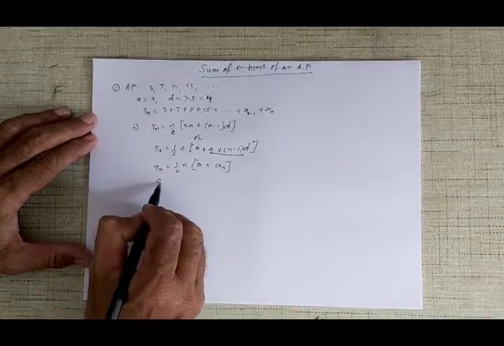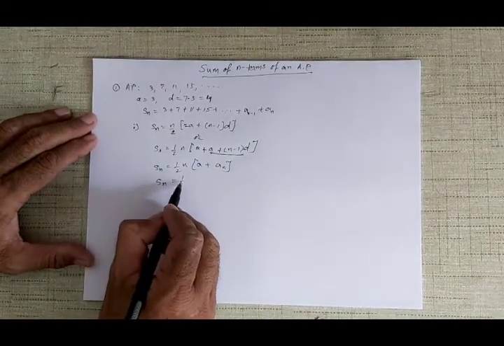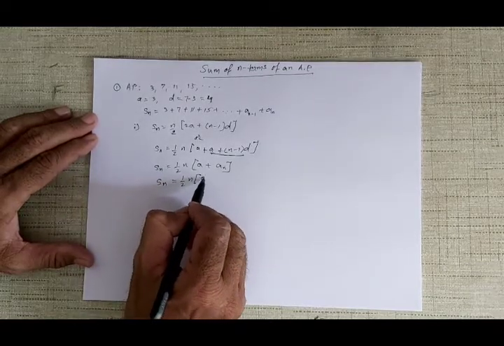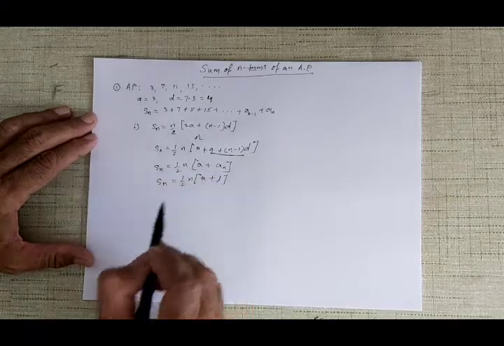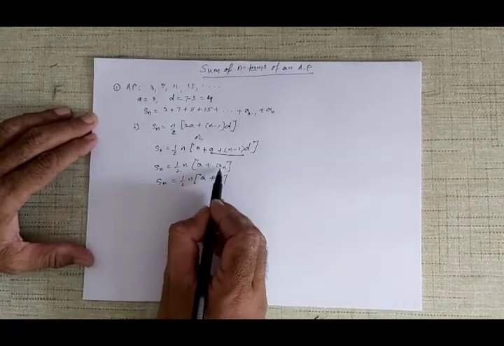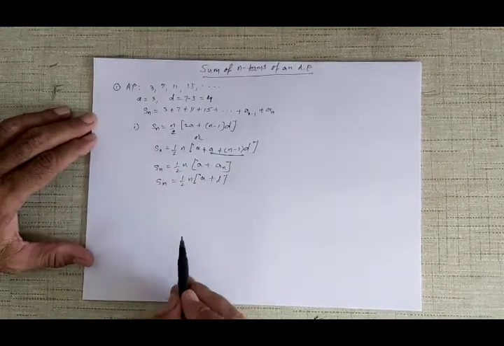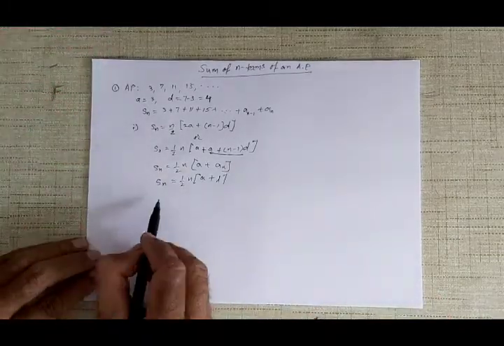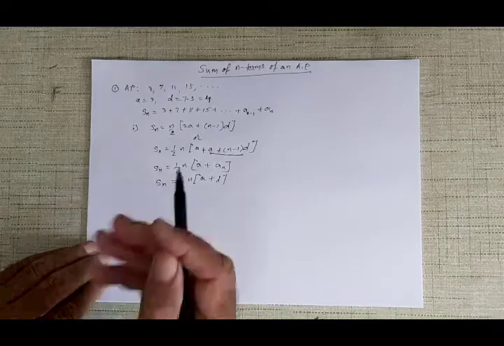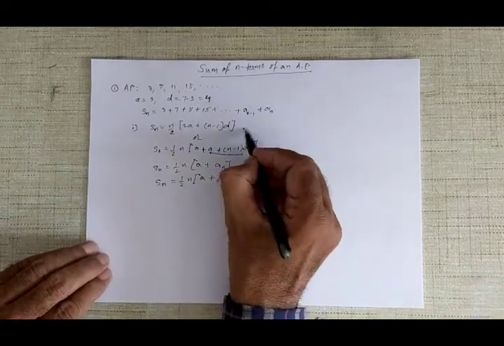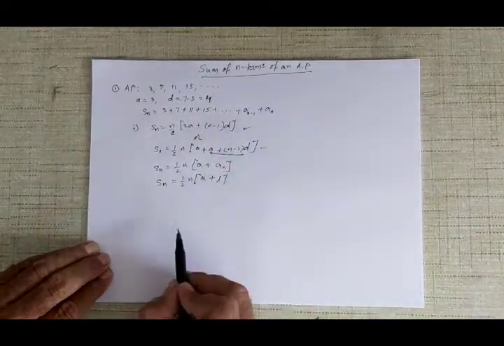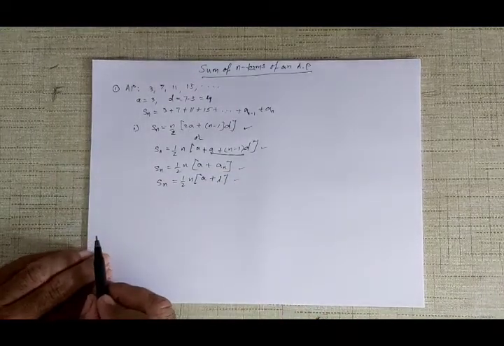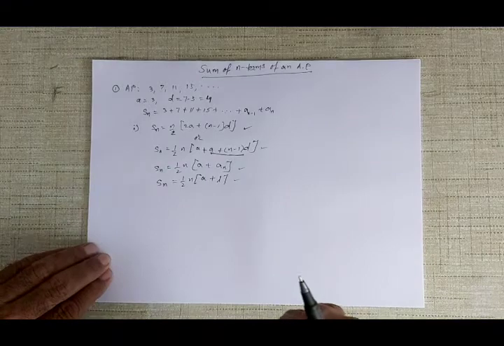So you can also write S of n is equal to half n into a plus l, where l is the last term. l is actually equal to a of n, the last term. So you can see that the same thing is written in different ways. This is one formula, and the same thing can be written like this or like this. They are all the same, there is no difference, depending upon which one you have to use.